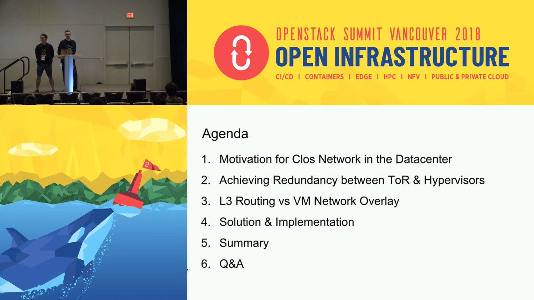On today's menu, first I'll explain a little bit about our main motivation for the approach that we took. Second, I'll explain how we achieved full network redundancy in our network fabric, all the way down to the hypervisor level. That's the most important topic of today's talk. Next, I'll present why we decided to adopt L3 routing instead of L2 in our overlays and our hypervisors.